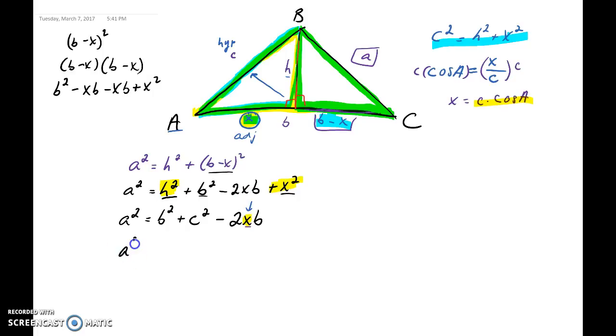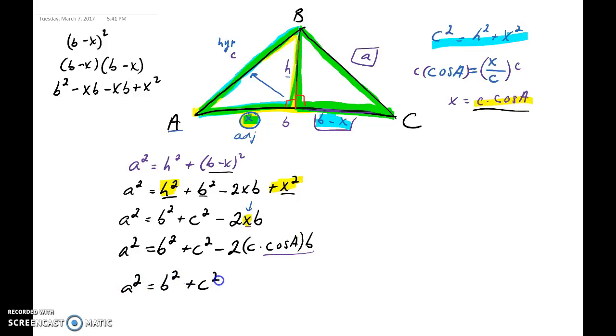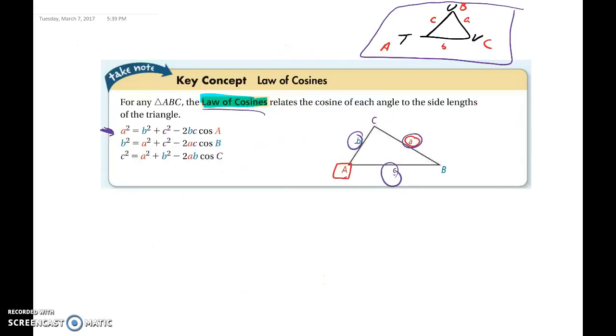Since X is equal to C times cosine of angle A, I can substitute that in for this X. So now we have A squared is equal to B squared plus C squared minus 2 times C times cosine of A times B. Now we'll just rewrite this in the correct order. We get A squared is equal to B squared plus C squared minus 2BC times cosine of angle A. You will not need to show this on the test or anything like that, but this is how we come up with the formulas for the law of cosines.